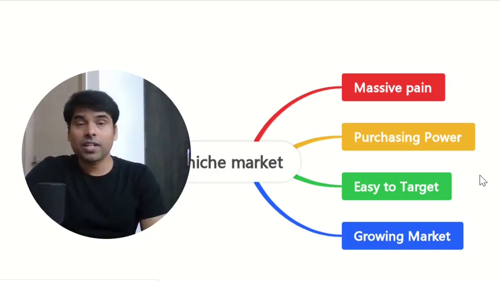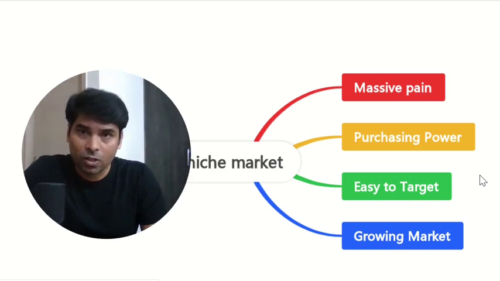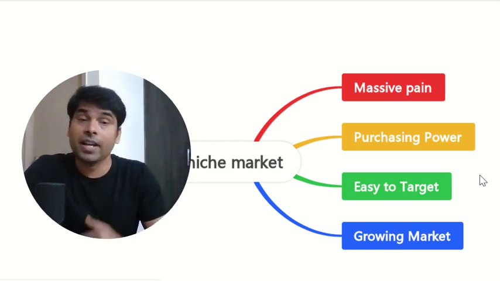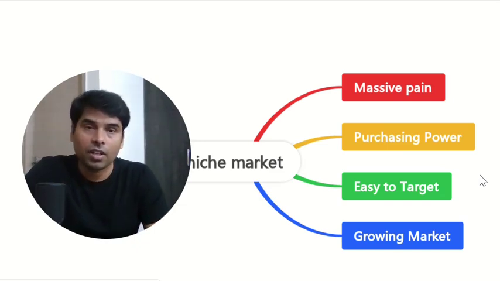And how to do that? How will you find out whether your audience has purchasing power? It's very simple. Just understand how they spend, how much they are spending, and whether they can take their own decision to buy your product or not. There are some ways you can figure out whether they have purchasing power or not. This is very simple, right?